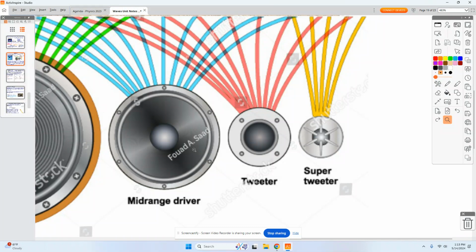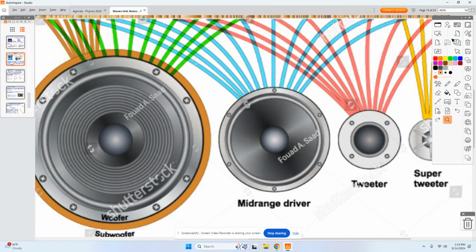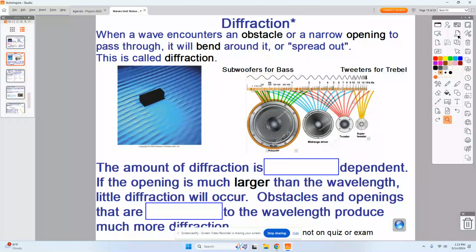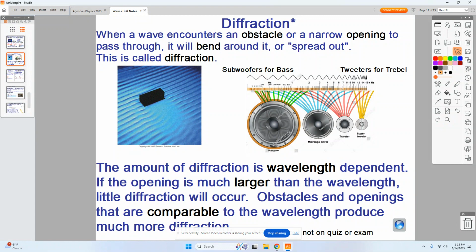And so the size of that speaker is all based on what we call diffraction. So how much the wave bends outward is based on the wavelength. So we would say that diffraction is wavelength dependent. The closer the wavelength is to the size of the speaker, the more it spreads. So obstacles and openings that are comparable in size are going to produce more diffraction. So if you want to listen to bass, you need a bigger speaker. And that's because it spreads out better.